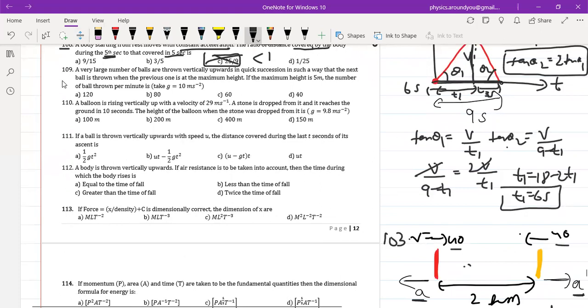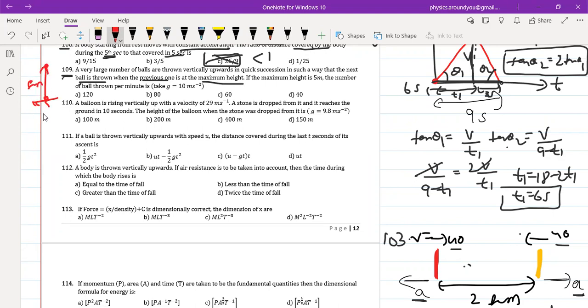Then, what is the 109th question about? The 109th question is a famous ball juggling question. How many balls are there in the air? How many balls are thrown per minute is what is being asked. One ball is thrown when the previous one is at the maximum height. Imagine the first ball thrown; it will reach a height of 5 meters.